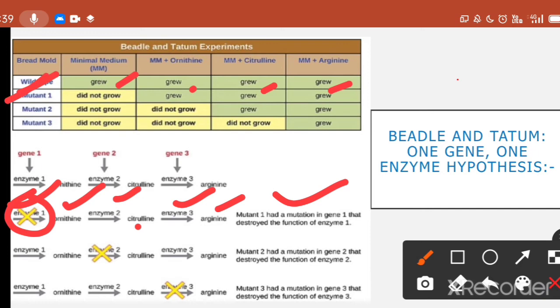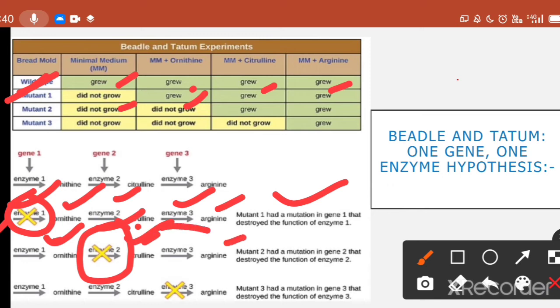And mutant 2 was unable to grow in the minimal medium and in the minimal medium with ornithine as a supplement. It means it has a mutation in enzyme 2, because due to the non-functional enzyme 2, it is unable to convert the precursor into ornithine and then ornithine to citrulline. But it does grow on citrulline and arginine because it has the ability to convert citrulline into arginine, because enzyme 3 is active in the process, and arginine is the end product, so it is able to grow on arginine.